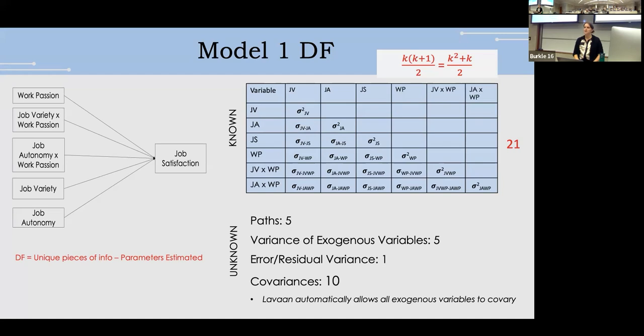How many parameters are we estimating? 21. Uh-oh. What does that mean about our model? Just identified, right? We are estimating the exact same number of pieces of information that we have. Guess what? Regular regressions will always be just identified. That's why we don't run model fit statistics on regressions, and we run them with R-squareds only, right?